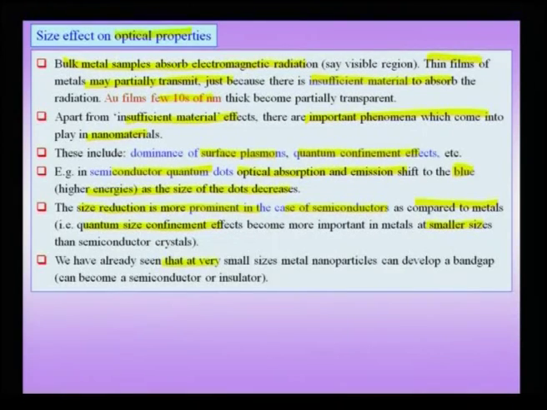We have also seen that at very small sizes, metal nanoparticles can develop a band gap and can become a semiconductor or an insulator. This aspect we have seen: because of dimensional confinement, the density of states changes from a bulk 3D conductor, a normal metallic conductor, to a 2D kind of system where you get a staircase kind of density of states. Then we went down to a 1D metal, which actually develops a band gap.